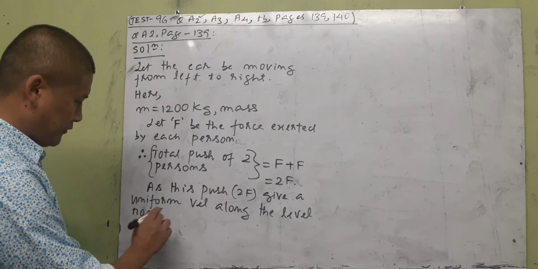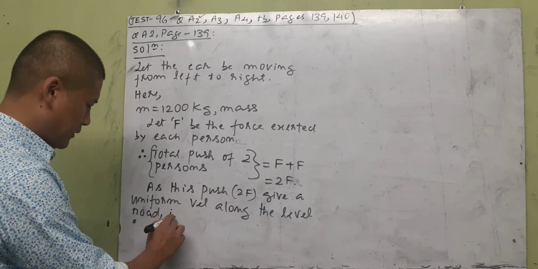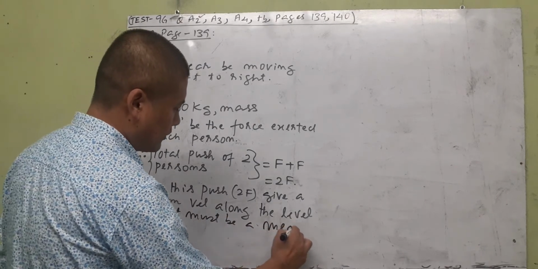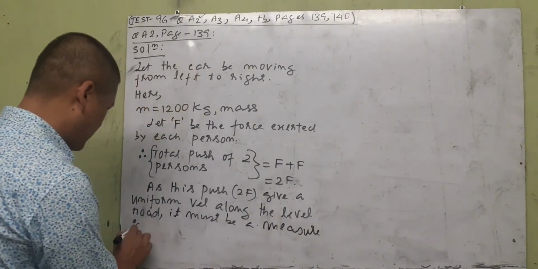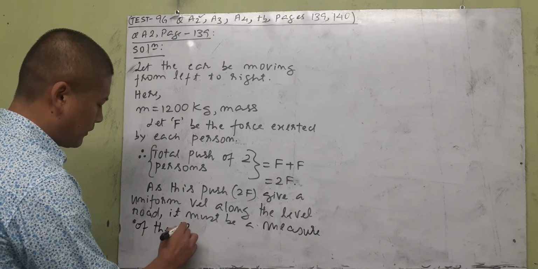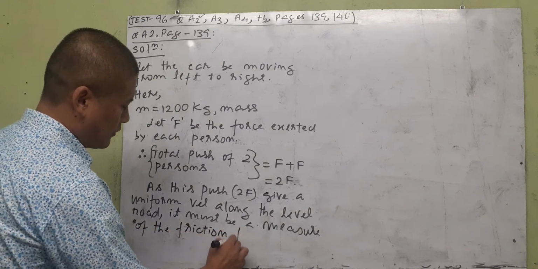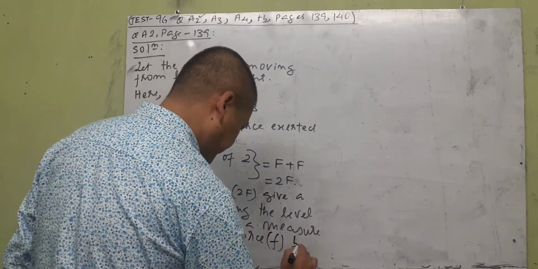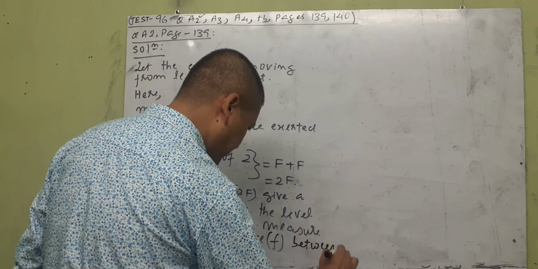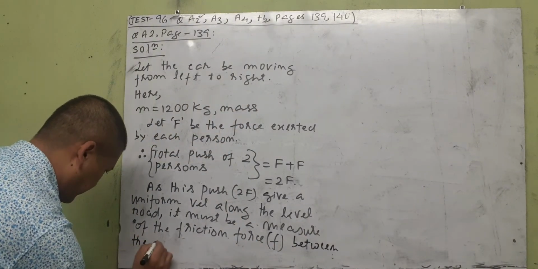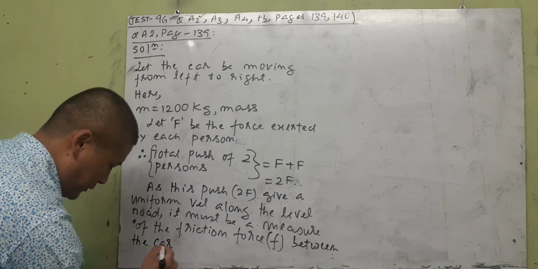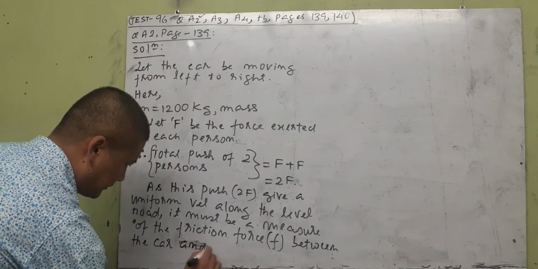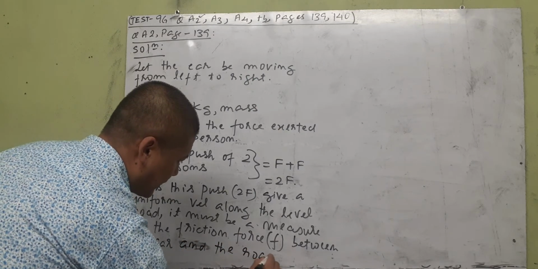as this push gives a uniform velocity along a level road, it must be a measure of the friction force. Okay, let us use the friction force as small f. Friction force between the car tires, okay, the car means the car tires, and the road. Let me explain this slightly once more.